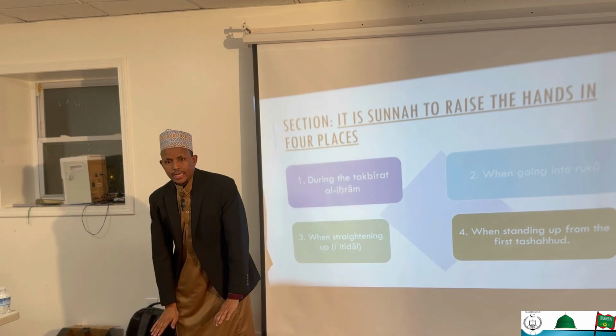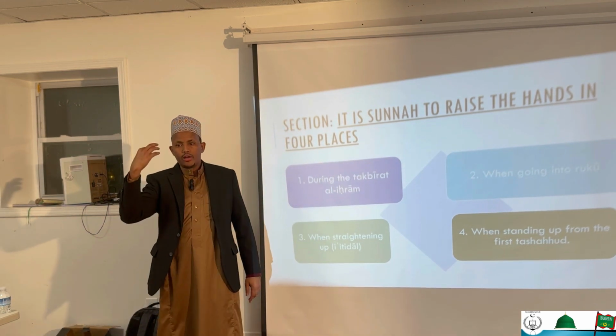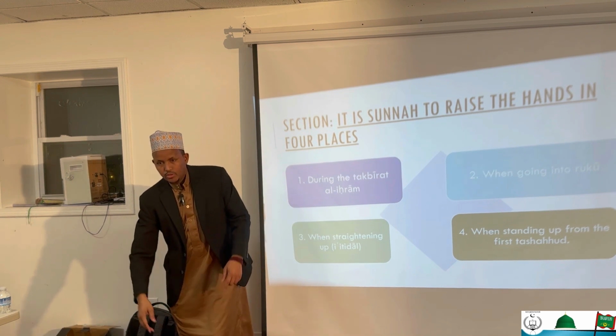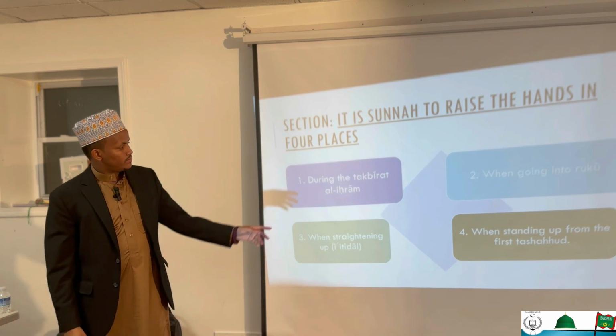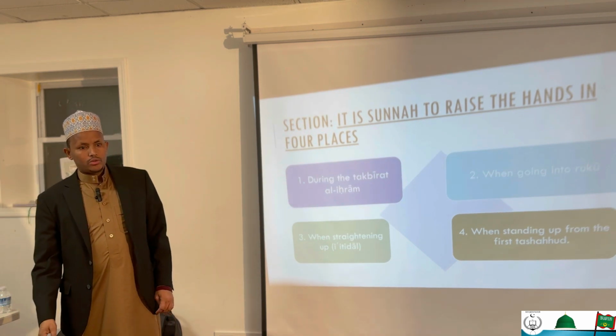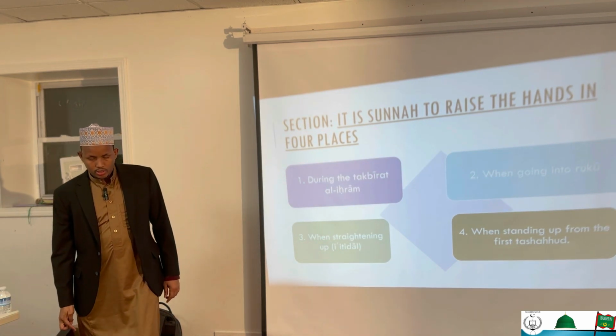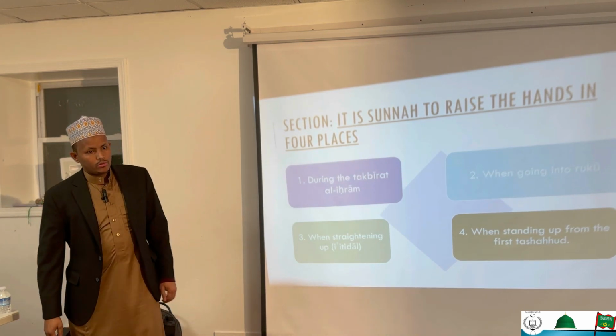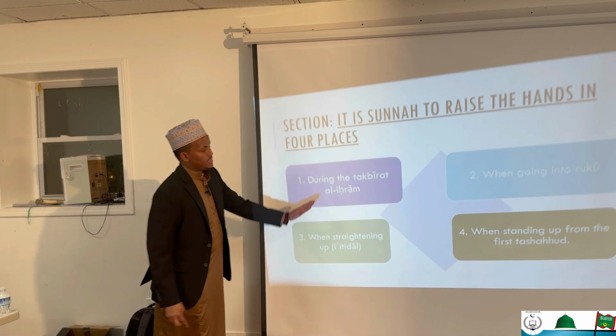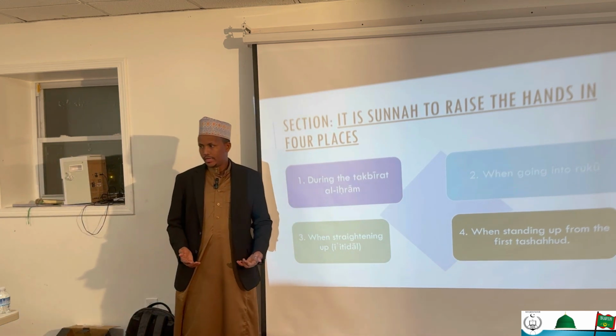you have done your at-tahiyyat, and then you want to get up to do your 3rd and 4th raka'ah. So that time whenever you're getting up, you also raise your hand. Okay, not necessarily whenever you're getting up, but whenever you're on your way up, you raise your hand. So those are the 4 places that it is sunnah to raise the hand.